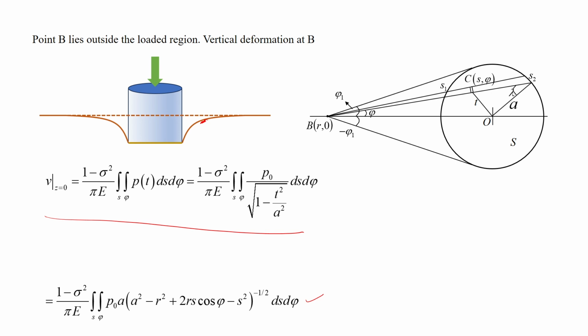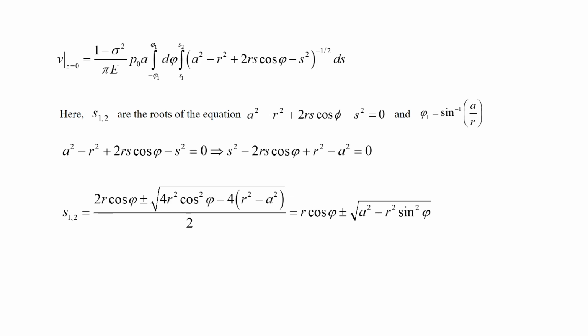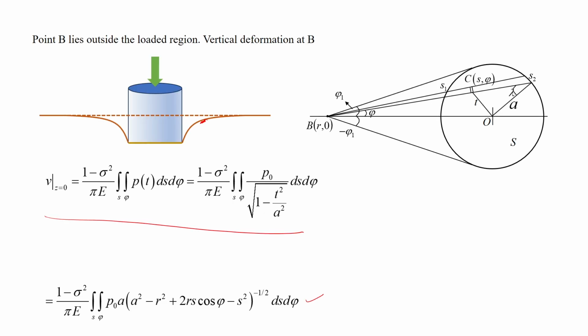Now, as you can see, for a given phi, S varies from S1 to S2. We have to find out what the values of S1 and S2 are, and that we can do. The phi will vary from minus phi 1 to plus phi 1. That is the way it will vary. So, here S1 and S2 are the roots of this particular equation.